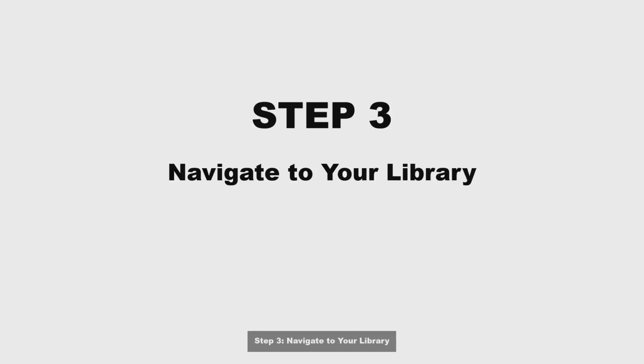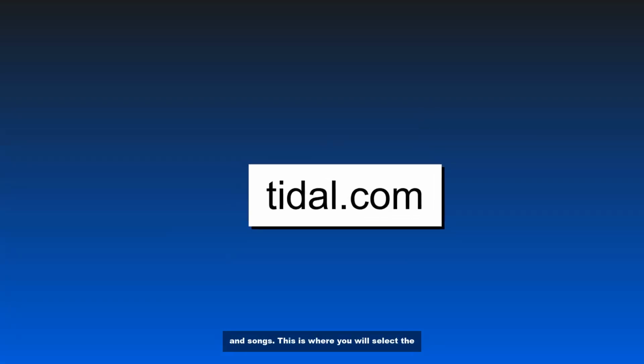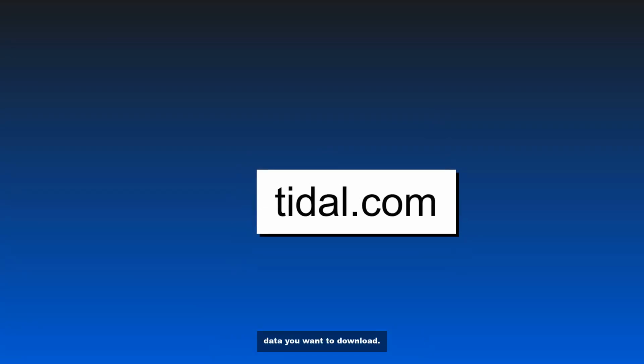Step 3. Navigate to your library. After logging in, go to your library where you can find your saved playlists, albums, and songs. This is where you will select the data you want to download.